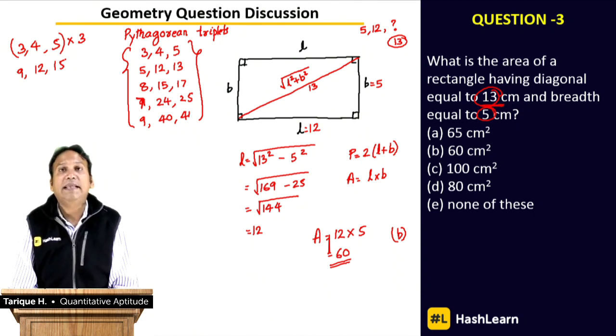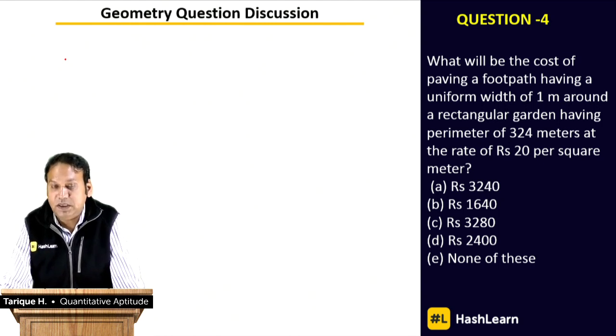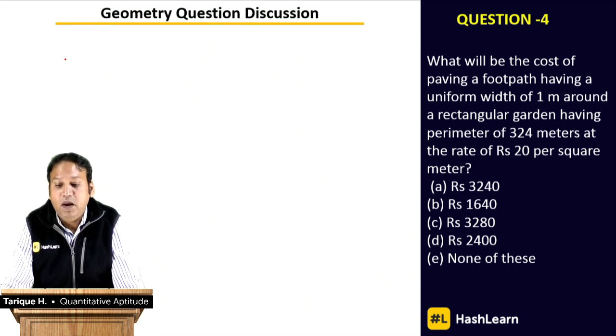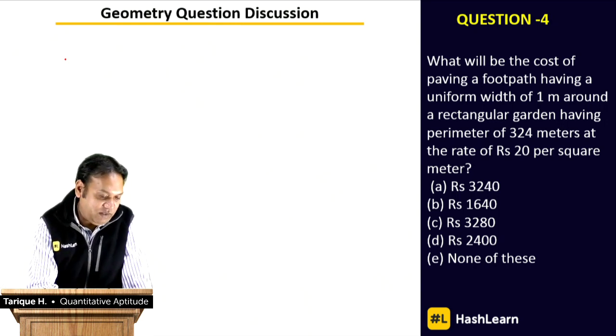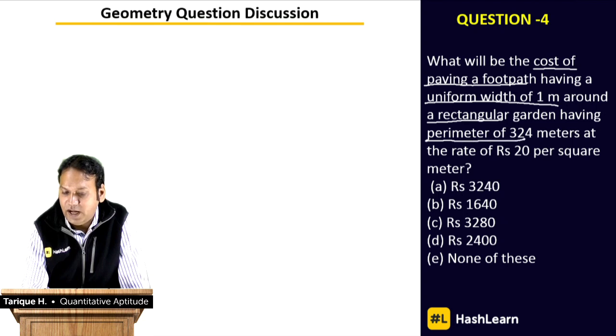Let's move on to question number 4 now and see what we have. What will be the cost of paving a footpath having a uniform width of 1 meter around a rectangular garden having a perimeter of 324 meters at the rate of 20 per square meter? Look at the question again. What will be the cost of paving a footpath? So you have to find out the cost of paving a footpath having uniform width of 1 meter around a rectangular garden which has a perimeter of 324 and the rate of rupees 20 per square meter.